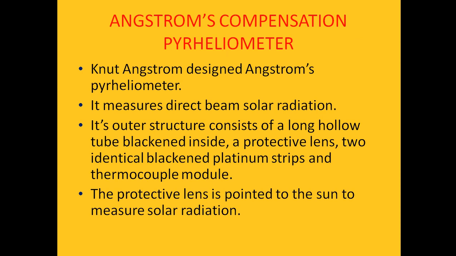Angstrom's compensation pyrheliometer was designed by Knut Angstrom. It measures direct beam solar radiation, meaning the solar radiation coming directly from the sun. Its outer structure consists of a long hollow tube blackened inside. Then there is a protective lens. Inside the pyrheliometer, two identical blackened platinum strips are present, and a thermocouple module is also present. The protective lens is pointed to the sun to measure solar radiation.